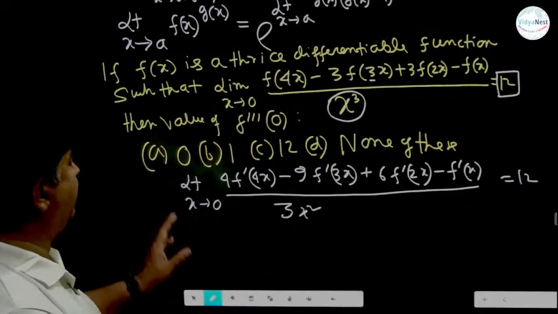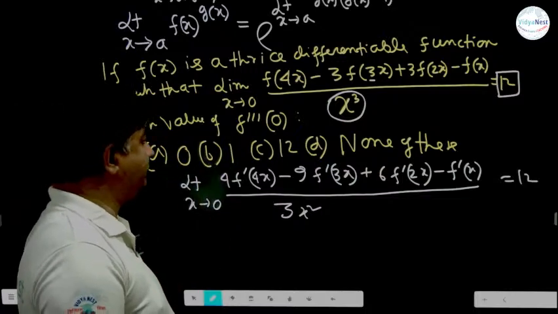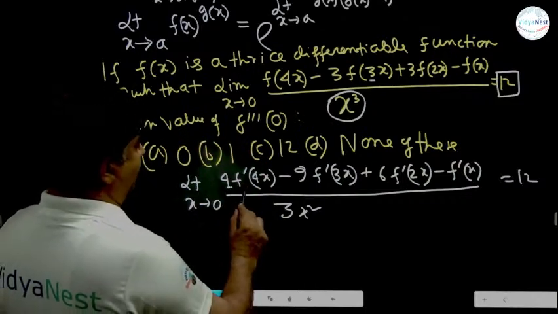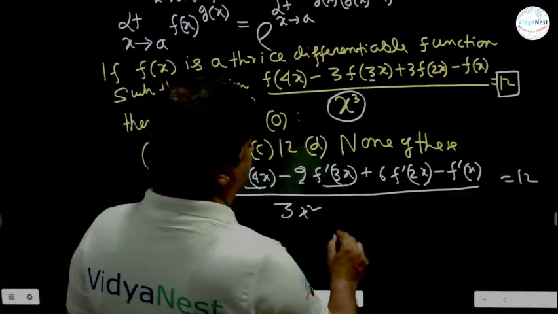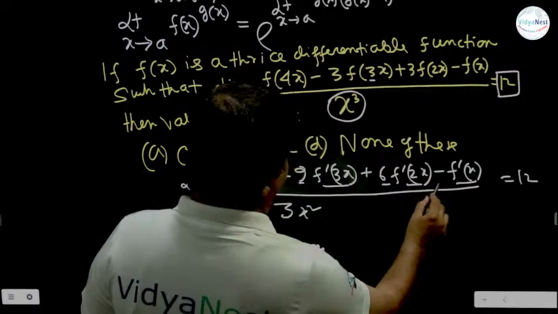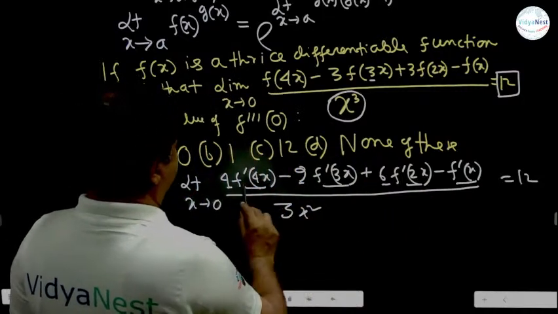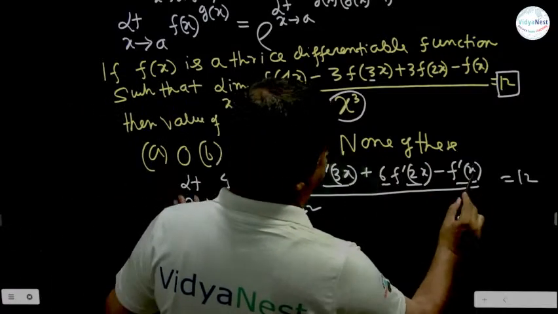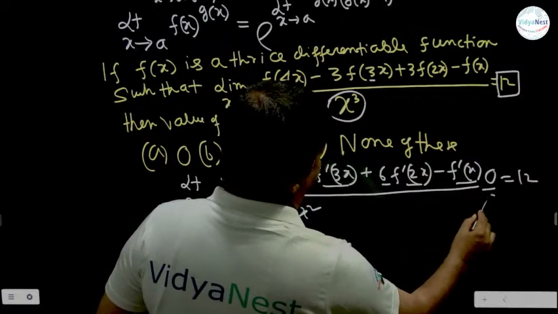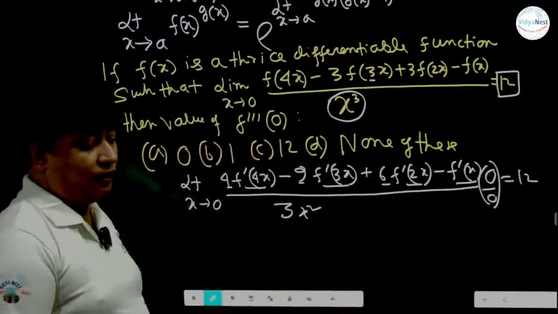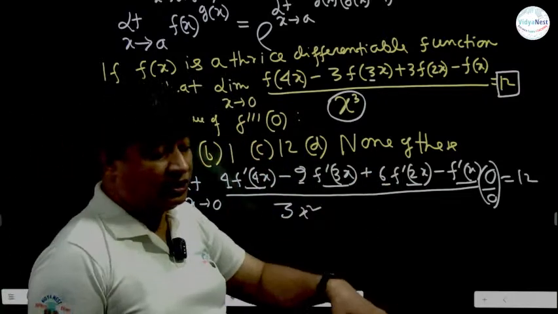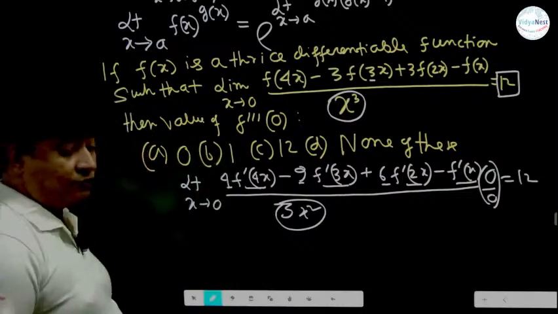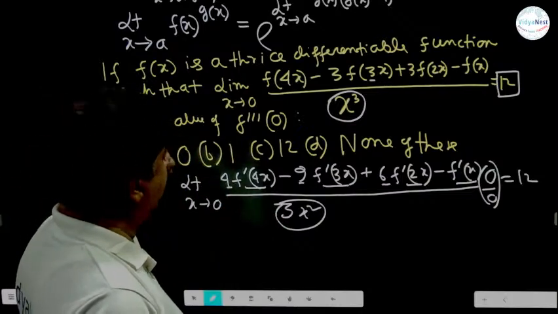Now, at this stage, if I put 0 in place of x, I will get 4f dash 0 minus 9 f dash 0 plus 6 f dash 0 minus f dash 0, means 4 minus 9 minus 5, plus 6, 1, minus 1, that is 0, and the denominator is also 0. So it has attained 0 by 0 form. So keep on differentiating, unless and until the 0 part is removed from the denominator.